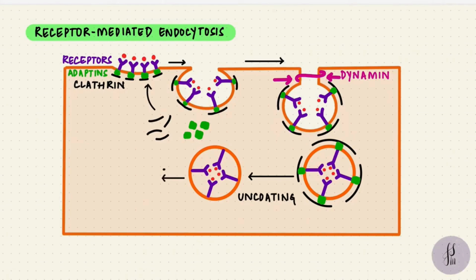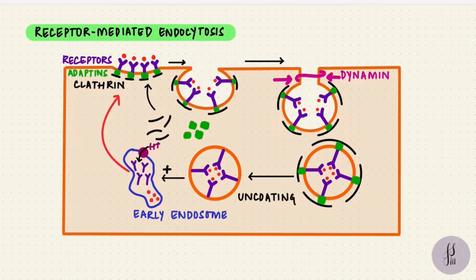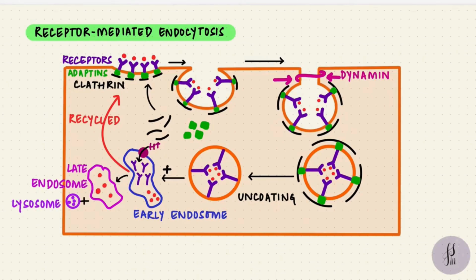After uncoating, it fuses with an endosome to form an early endosome. The endosome has proton pumps on its membrane. They send hydrogen ions into its lumen, keeping the environment acidic. That acidity helps the ligand detach from its receptor. So it's like a sorting center. The receptors are going to get recycled back to the plasma membrane. What's left behind are the ligands in the endosome, which is now going to form the late endosome. That late endosome will fuse with the lysosome. The lysosomal hydrolases break down and digest the content.